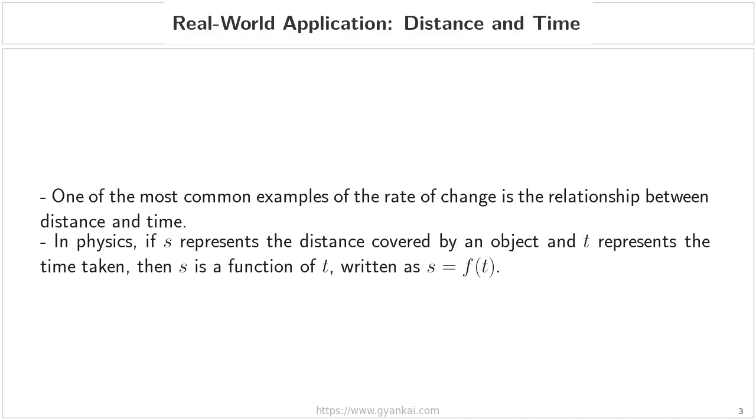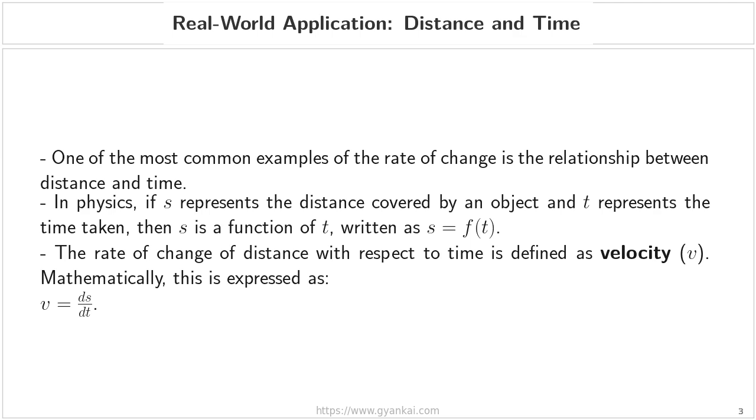In the study of physics, if we let the letter s represent the distance covered by an object and the letter t represent the time taken, we can see that the distance depends on the time elapsed. Therefore, we say that s is a function of t, which is written mathematically as s equals f of t. Applying the concept of the derivative that we discussed in the previous slide, the rate of change of distance with respect to time is defined as velocity, represented by the letter v. In mathematical terms, this is expressed as v equals ds by dt.